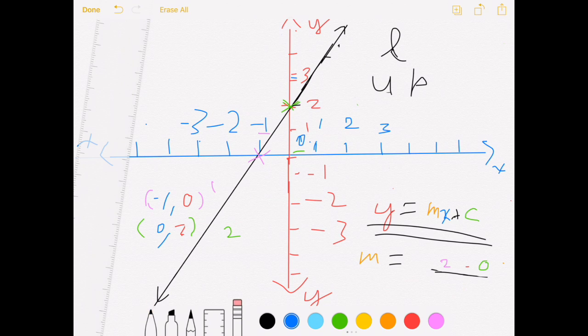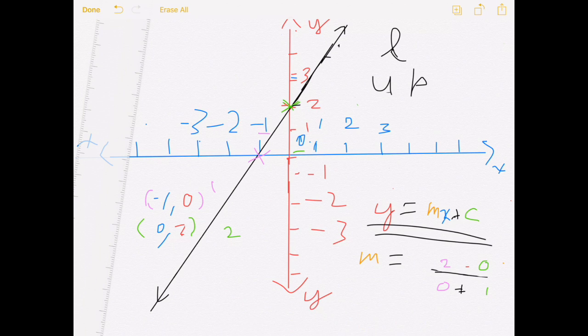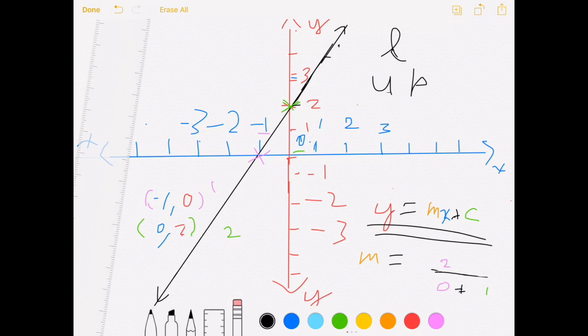Or if we can write that in pink, 0 minus minus 1. And so here we have the equation. Now remember, when you have double minuses, it becomes add. So 0 plus 1, right? So it's 2 minus 0, which is the same as 2, divided by 0 plus 1, which is the same as 1. So m is equal to 2 over 1, or m is equal to 2. And so now we know the value of m.